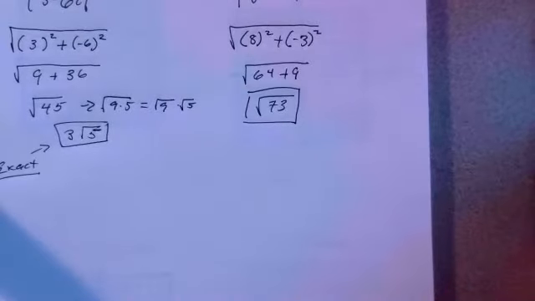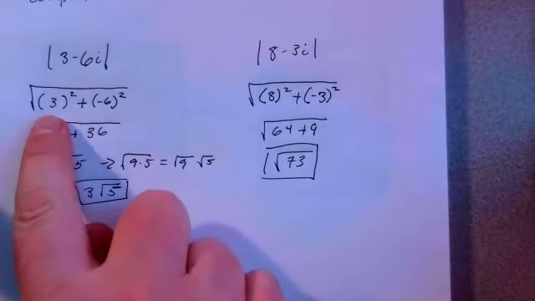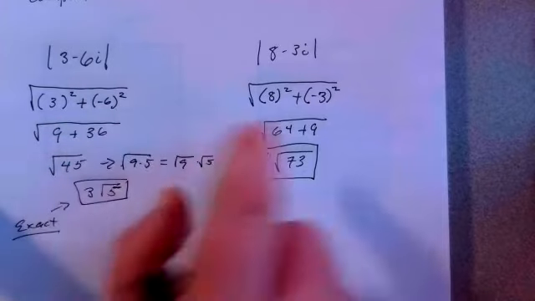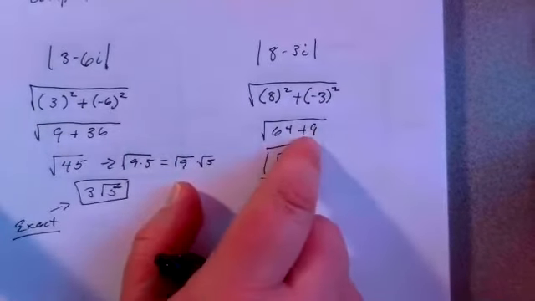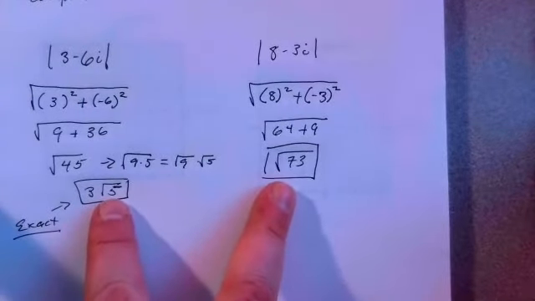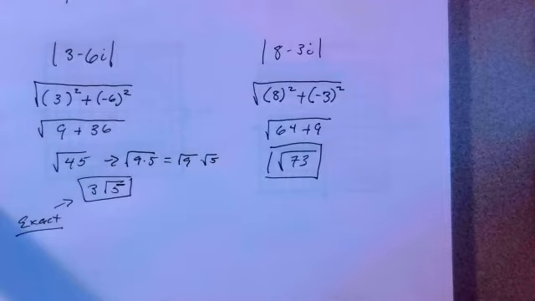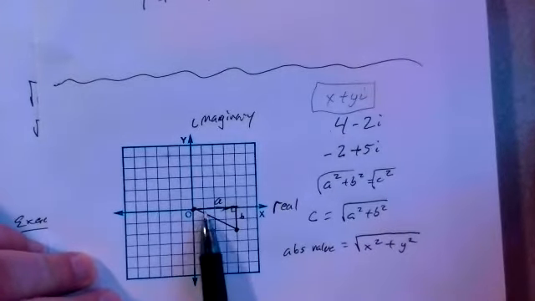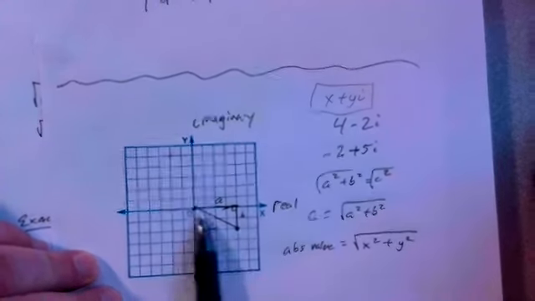So that's how you find absolute values. It's a pretty simple formula. Just plug your numbers into the formula. Remember, the square of a negative number is always going to be positive. So negative 6 times negative 6 is positive 36, and negative 3 times negative 3 is positive 9. That would be considered the distance away from the origin on the complex imaginary plane. That distance away from the origin.